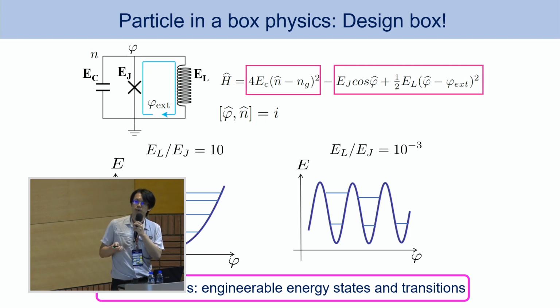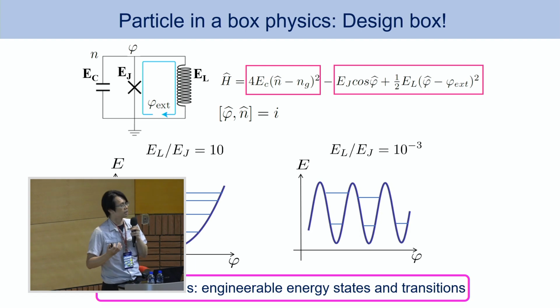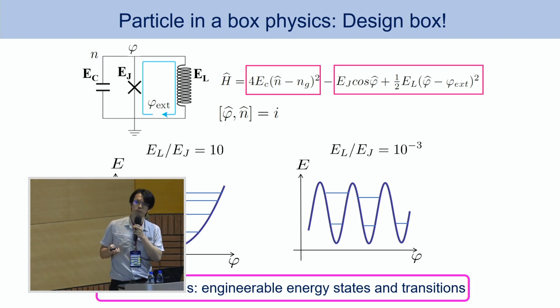On the right-hand side, I wrote down the Hamiltonian to describe this system. Here the N and phi operators are associated with the charge across the capacitor and the phase across the Josephson junction. All these E_C, E_J, and E_L are the characteristic energies associated with the capacitor, Josephson junction, and inductor. All these parameters are engineerable, so you can tune them with fabrication parameters.